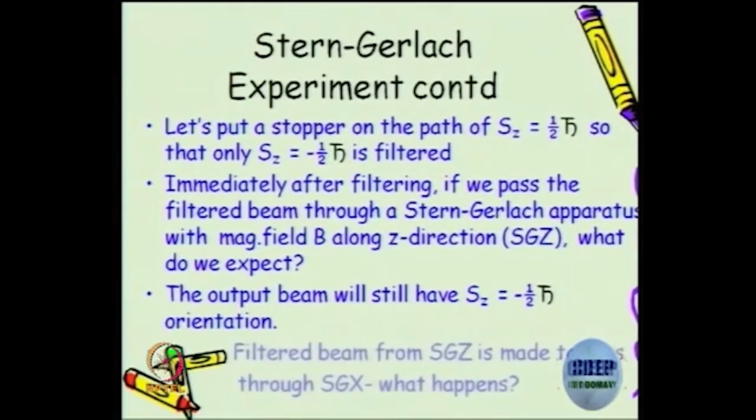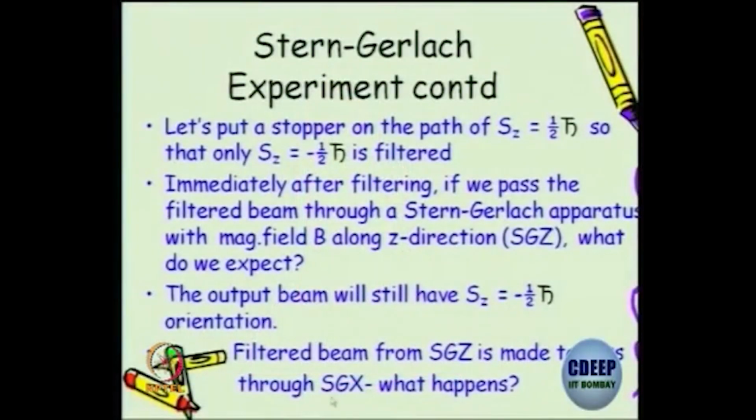Clear? Now, change the direction of the magnetic field to be along X direction. Can do that. In the lab, I can take this beam which has orientation as minus half H cross when the magnetic field along Z direction is passed. I take that and I pass it through a Stern-Gerlach apparatus which has magnetic field along X direction. That's why I am denoting it as SGX.